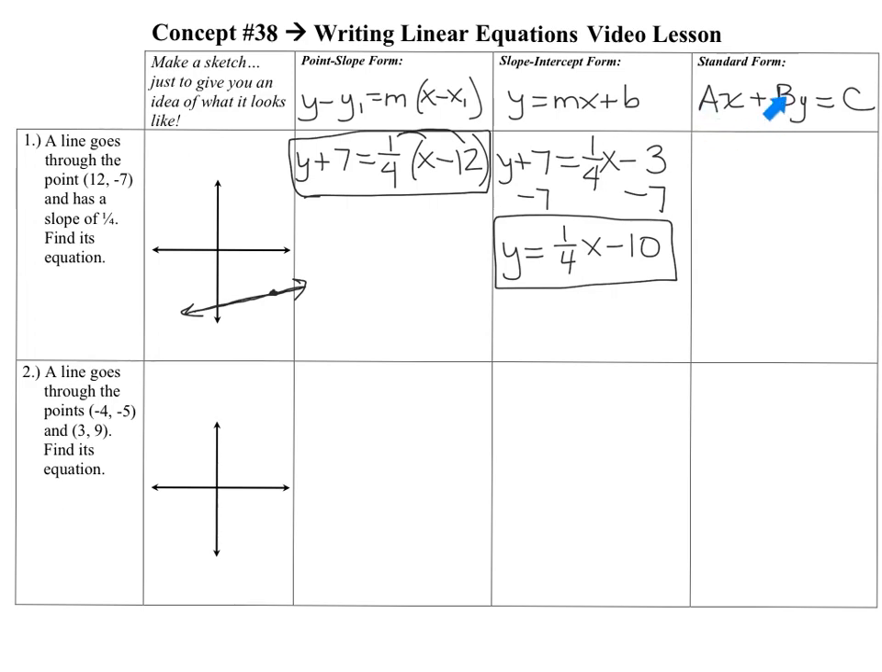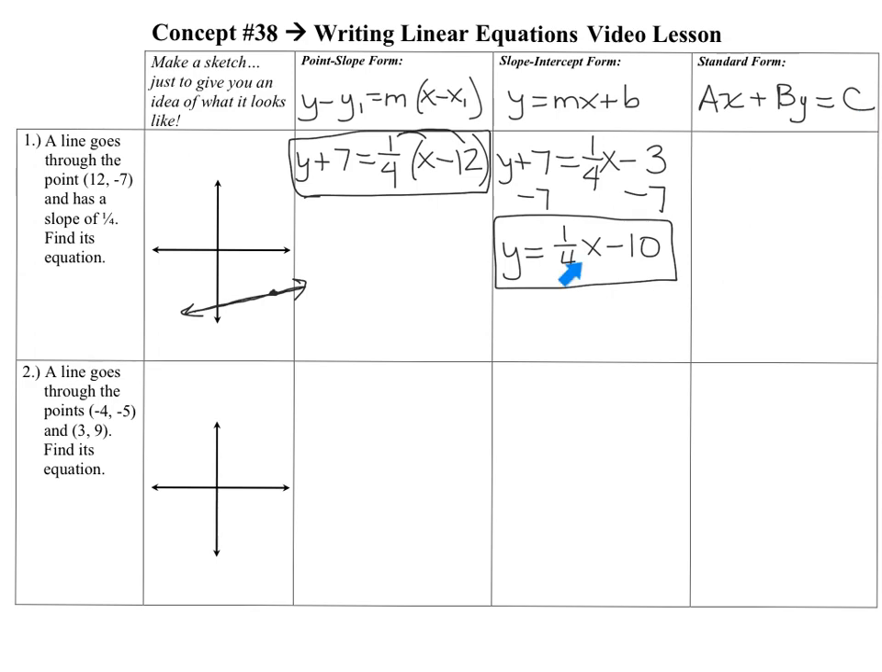X and y have to be on the same side. X comes first, then the y, and then it has to be equal to a constant. You also have to remember that we don't want a to be negative, and there can't be any fractions or decimals in my final answer. And the GCF of a, b, and c has to be 1. So there's lots of stipulations with standard form.